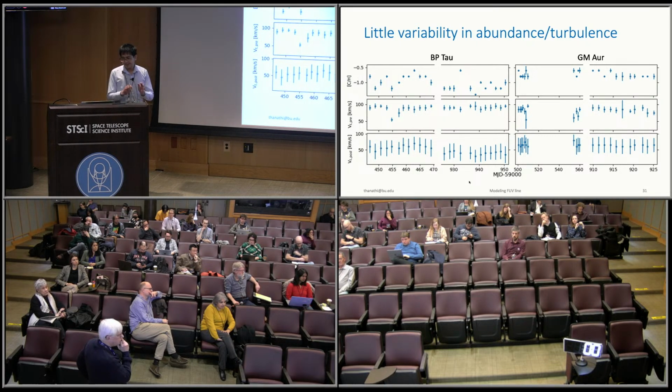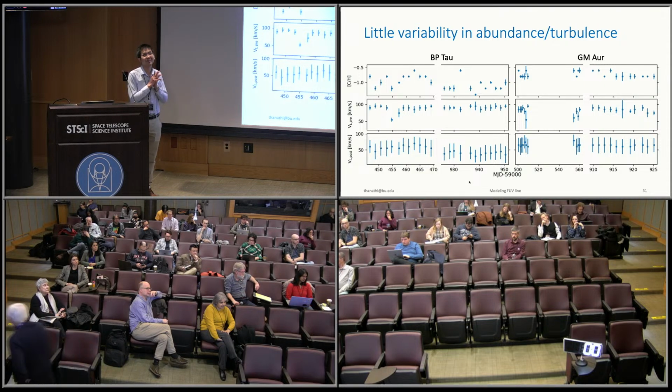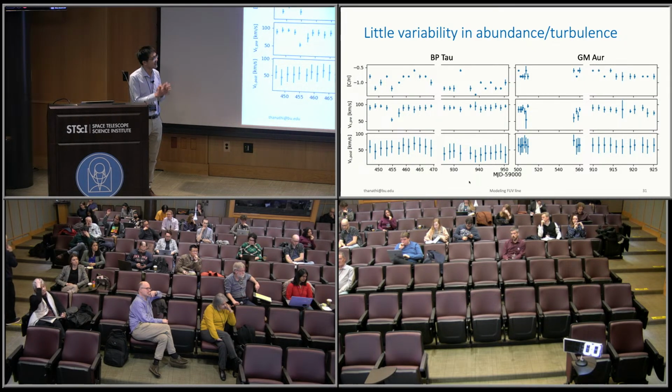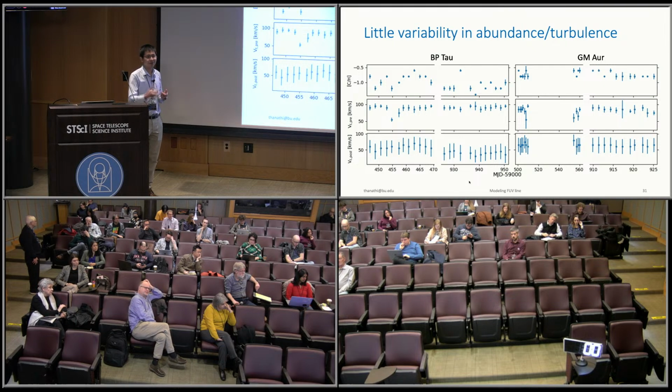So, let's see if I understand your question correctly. The question is, when I look at the profile and look at the contribution from each of the flows, which one is more important? Yeah, with the overall accretion luminosity, more or less?